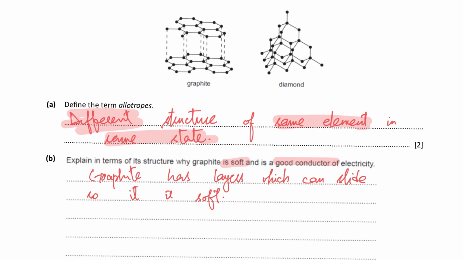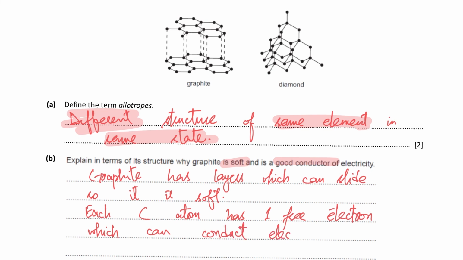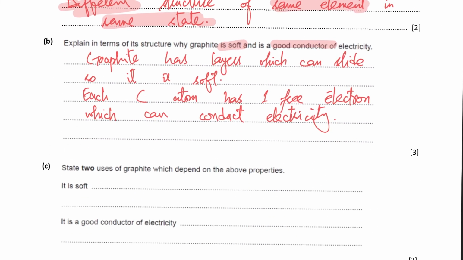And the second one is why is it a good conductor? So we'll say that each carbon atom, just writing C is enough, has one free electron. Just writing e is enough, or you can write the whole thing. So one free electron which can conduct electricity. So we have answered both requirements of the question, why it is soft and why it is a good conductor.